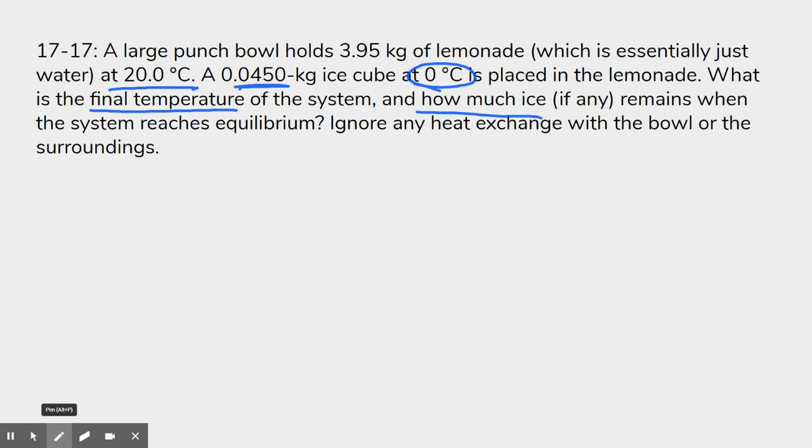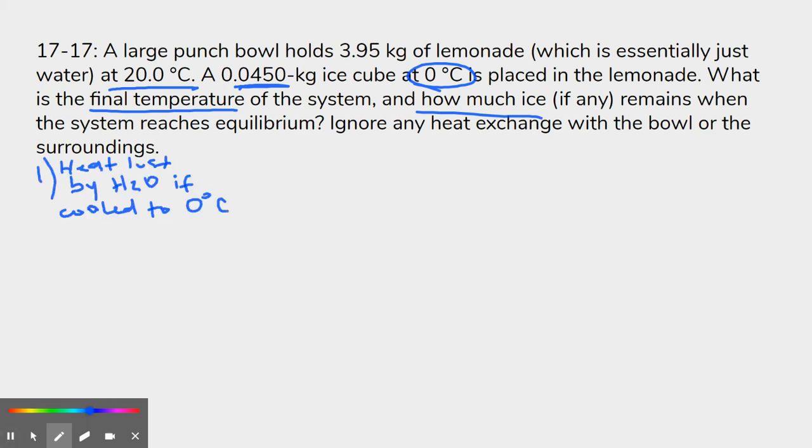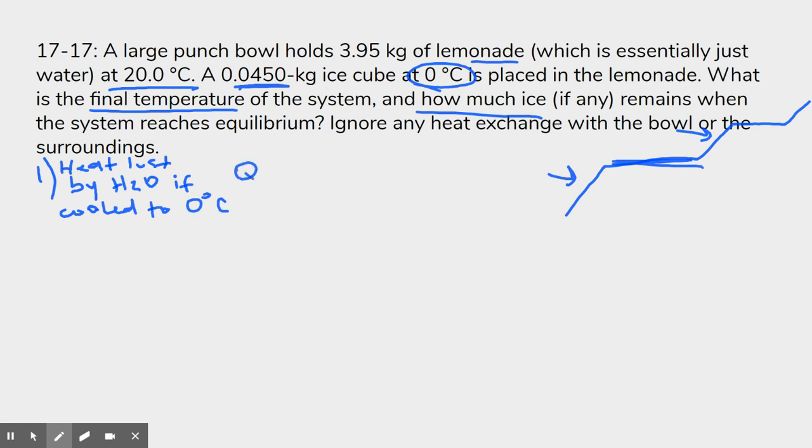All right, so we're going to have to do several steps for this one as well. First of all, step one, so first let's find the heat that's lost by the water if we cool that water to 0 degrees Celsius. And remember, we're just going to say that the lemonade, since it's mostly water, we're just going to call it water. All right, so if we're cooling it, that means we're somewhere on one of these slanted portions of the curve. We are not on this flat part. So we can use Q equals MCΔT. Okay, so let's go ahead and plug in what we know.